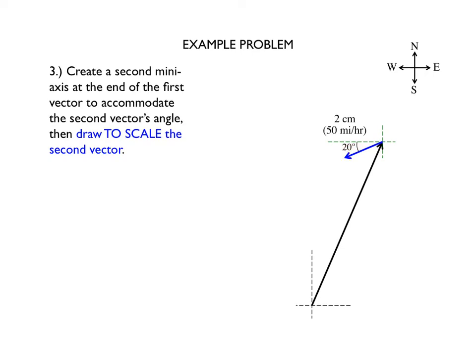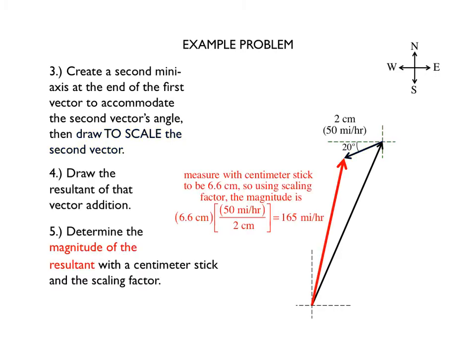When I get done, I will have the velocity vector associated with the engine added to the velocity vector associated with the headwind, and the resultant of the two will end up giving me the net velocity vector acting on the plane. To get the magnitude of the resultant, I'm going to use a centimeter stick. I'm going to measure the length of this resultant. Turns out that it's 6.6 centimeters.